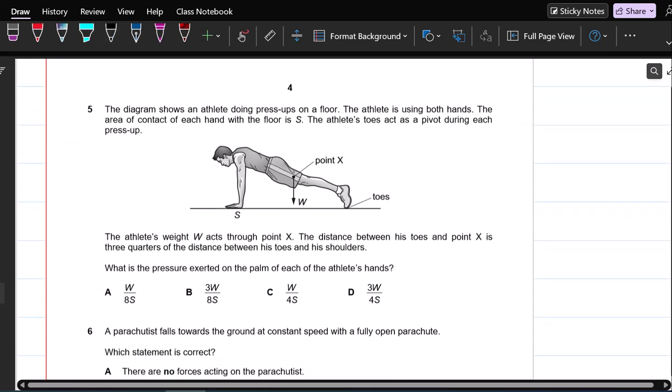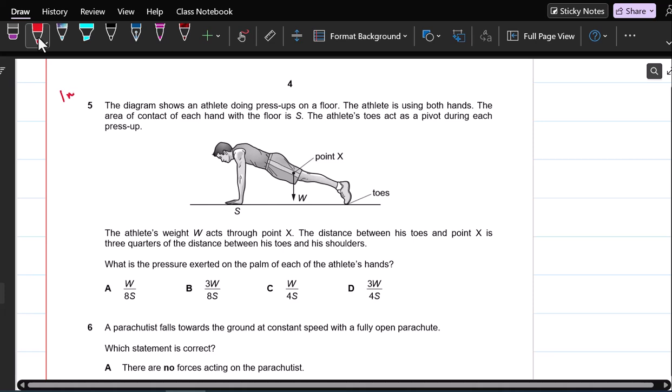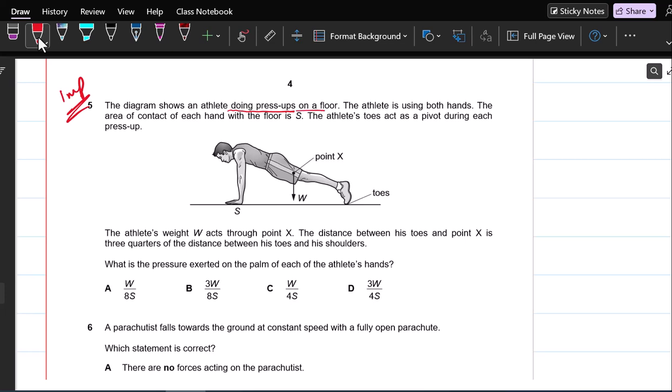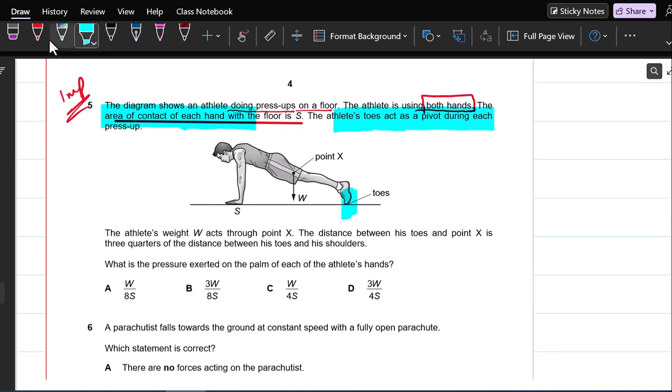So moving to question number 5. This is a good question, a new question. The diagram shows an athlete doing press ups on a floor. The athlete is using both hands. So one condition is this: the area of contact of each hand with the floor is S. So the area of contact of each hand is given. The athlete's toes act as a pivot. So we are going to make it a pivot. So this is a fixed point. So I can say here I'm having a fixed point, and this is a person, you can see.